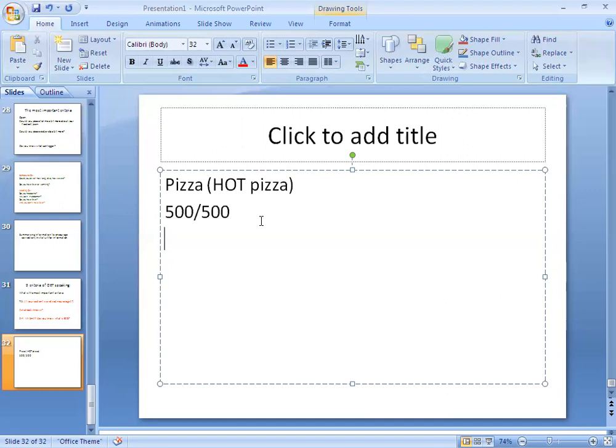So you will get 500 out of 500. Yes. This is the same thing. You have a long list of instructions, okay?